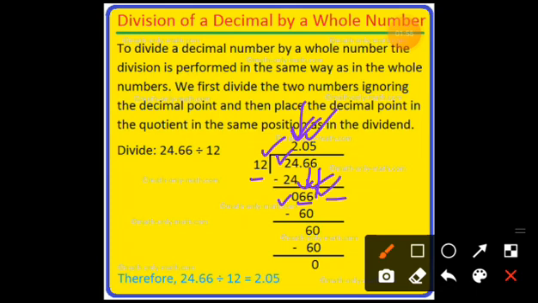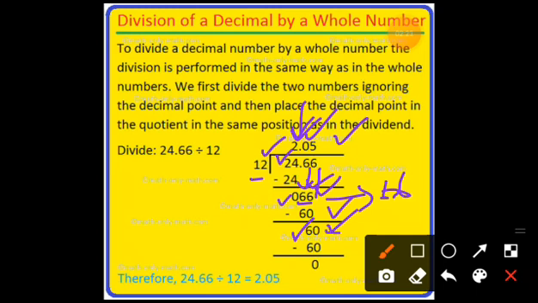So now you have 66. So now you can divide it by 12. So you have 12, 5s are 60. Alright. And after subtracting, we are getting the remainder as 6. So now students, since you have already the decimal point put, you can bring down another 0.